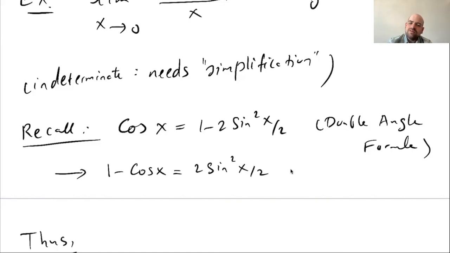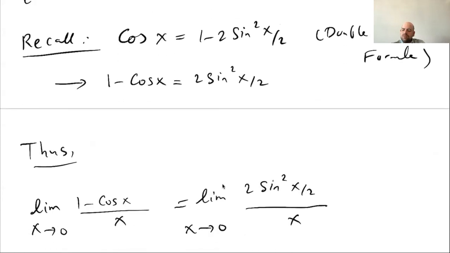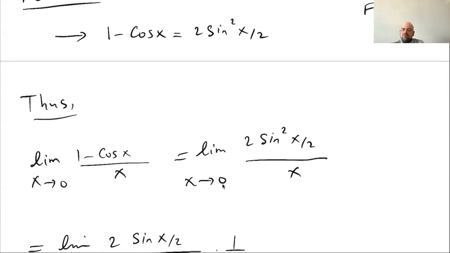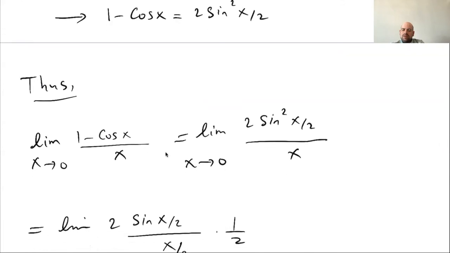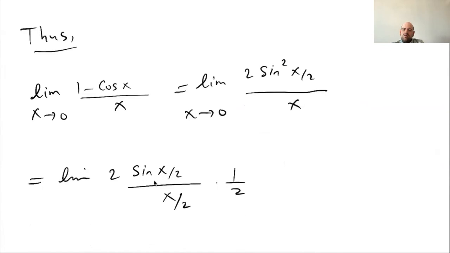And the next step was very straightforward. We just took cos x to the other side and this term to the left-hand side. Then we got 1 minus cos x equals 2 sine squared x over 2. So we replace this with 2 sine squared x over 2 divided by x. Remember, this is the limit we want to calculate. Now I want to write this as sine x over 2 over x over 2 times 1/2.